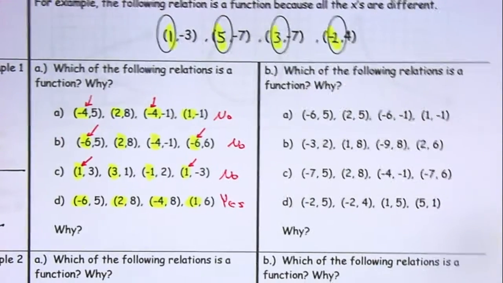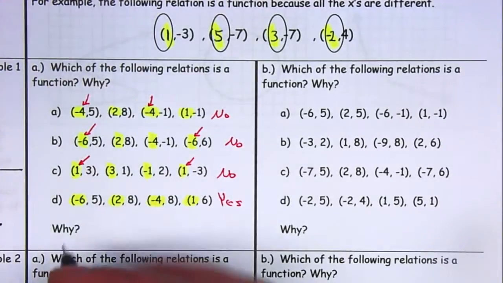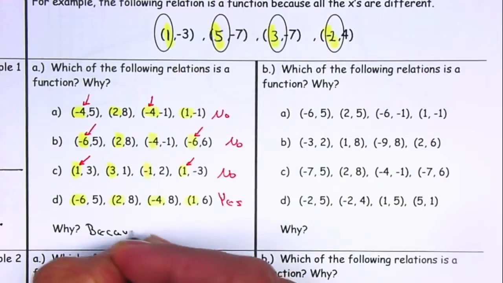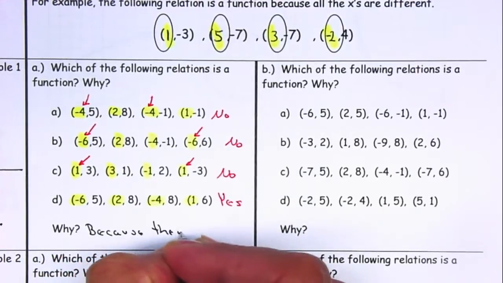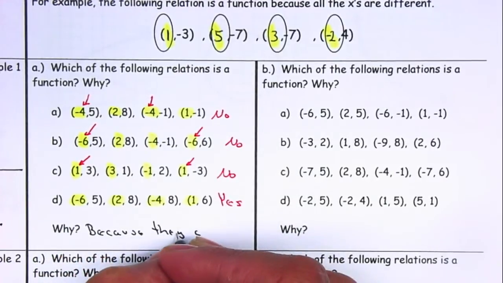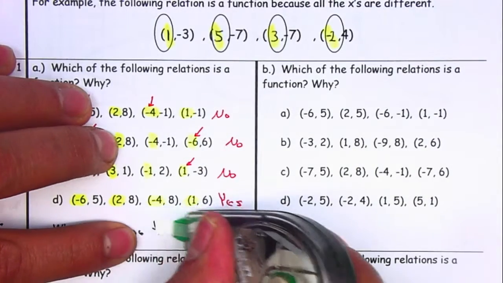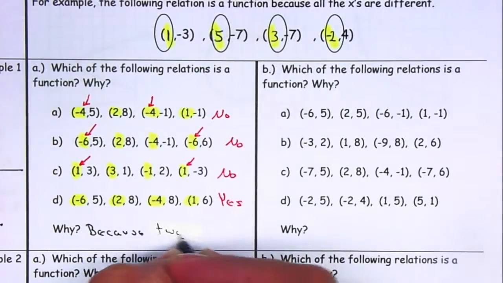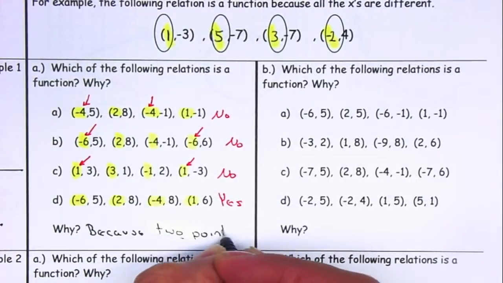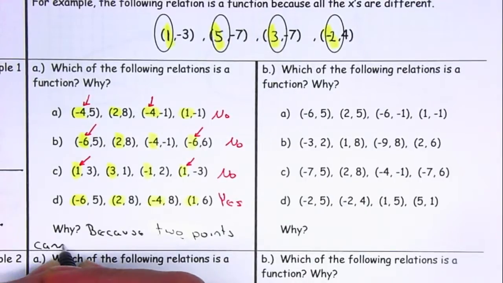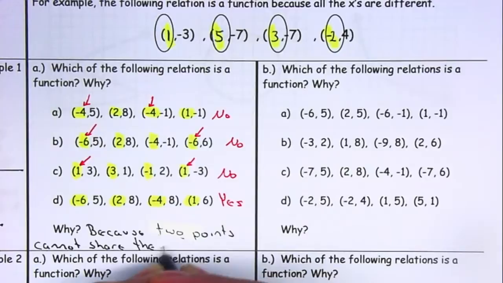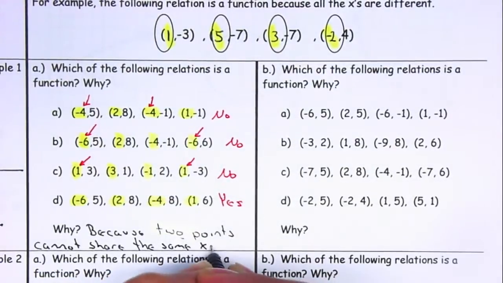So for example B, let's go and explain why. Because 2 points cannot share the same x value. And you can write it down in your own words as well. Because 2 points cannot share the same x value.